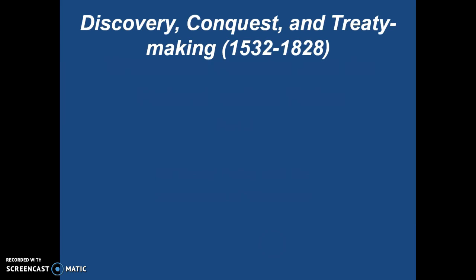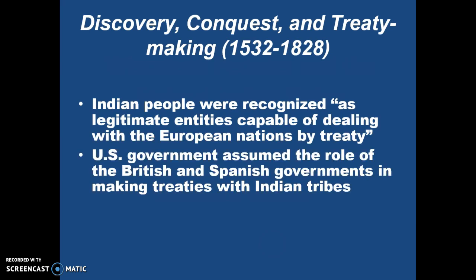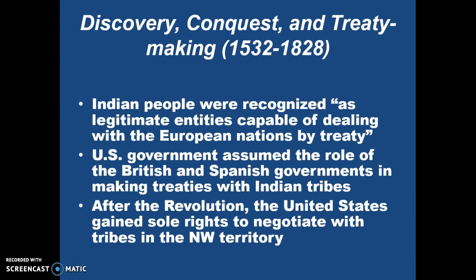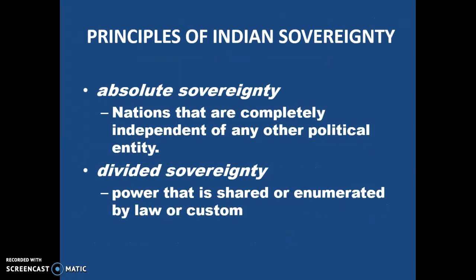But let's go back a little bit. To recap, in the first phase, discovery, conquest, and treaty making, Indian people were recognized as legitimate entities capable of dealing with European nations through the treaty process, and the United States government, when it came into power, assumed the same role of the British and Spanish governments in making treaties with the Indian tribes. And then after the United States secured its independence during the Revolution, they gained the sole right to negotiate with the tribes in what was called the Northwest Territory. And of course, that is where Wisconsin is.